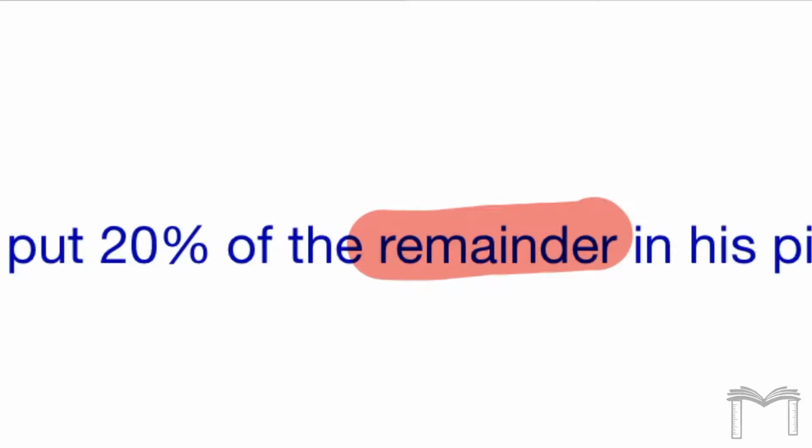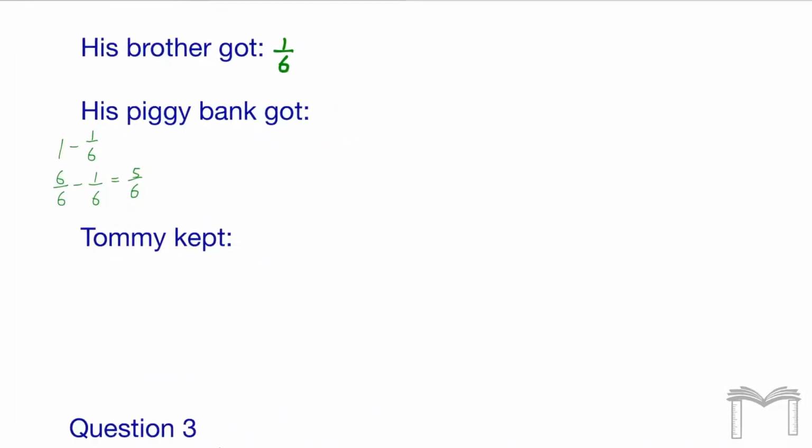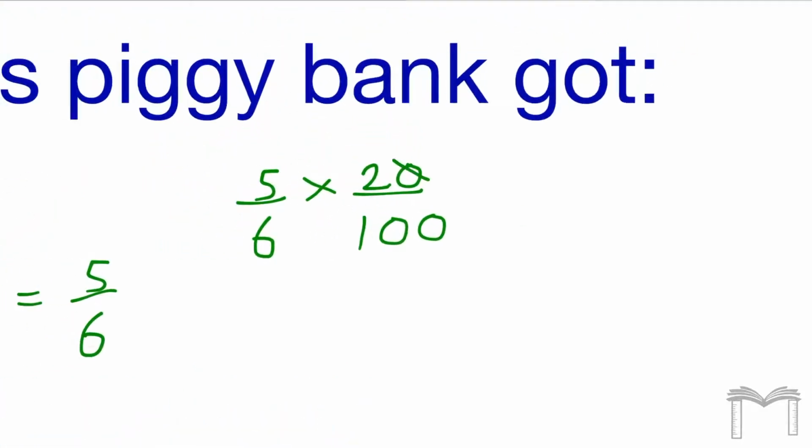20% of the remainder. So we need to find 20% of the remainder, or the remaining fraction, which is 5/6. So let's work that out. 5/6, 20% we multiply by 20 over 100. So 20% of means multiply by 20%, or 20 over 100. Okay, so cancel these zeros. 2 into 2, 1. 2 into 10, 5. 5 into 5, 1. 5 into 5, 1.